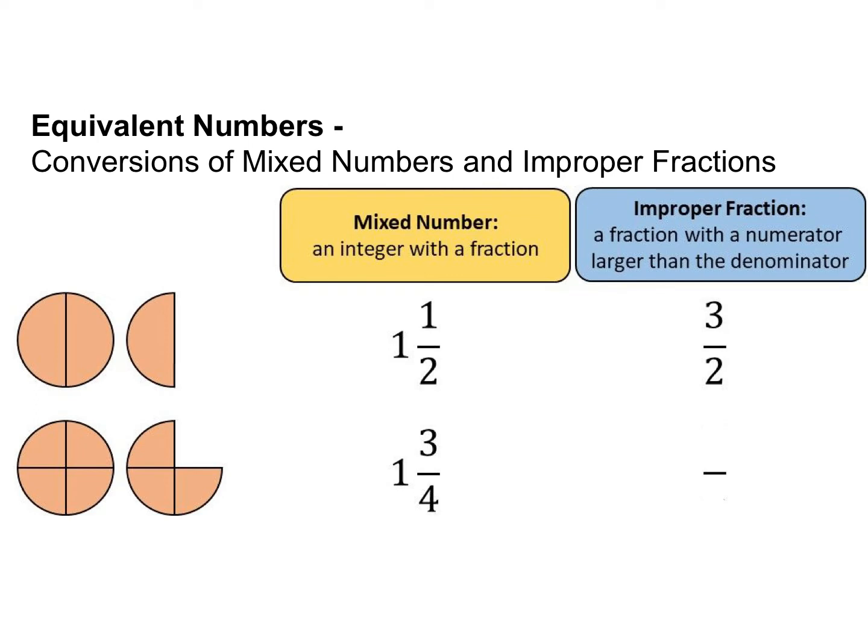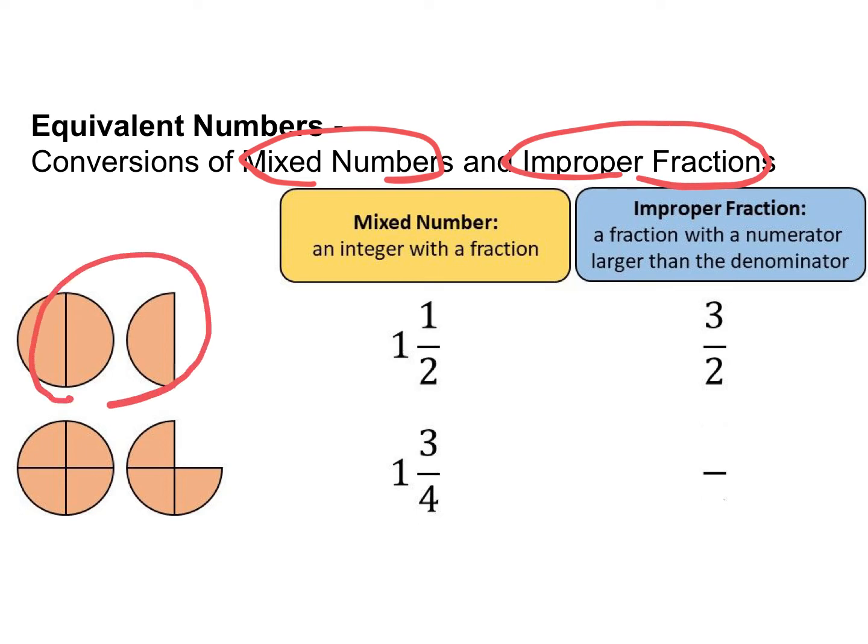And now the other type of equivalent numbers we can have are mixed numbers and improper fractions. So for instance, this first image here, you see that there's one full circle divided into 2 halves and then 1/2. So we could write that as a mixed number as 1 and 1/2, or we could write this as 3 halves. So how do we make that conversion?